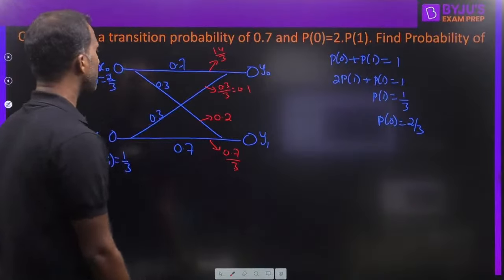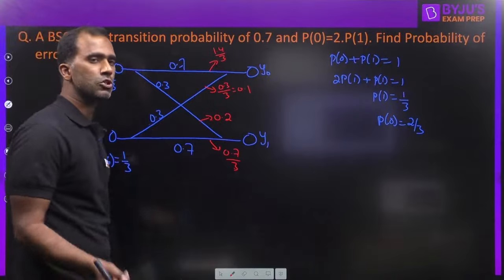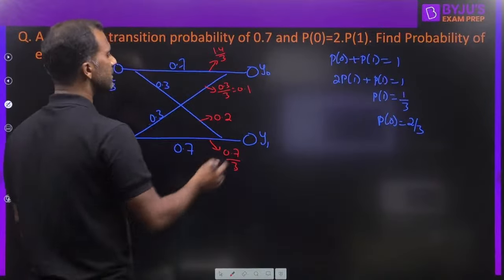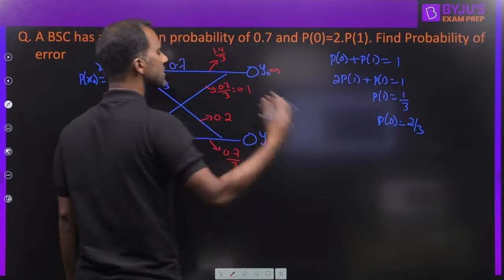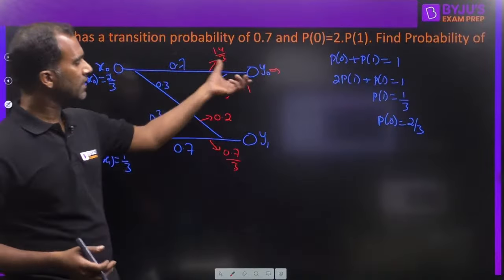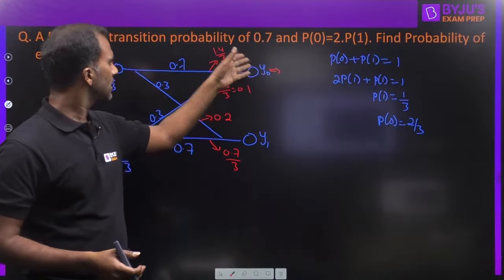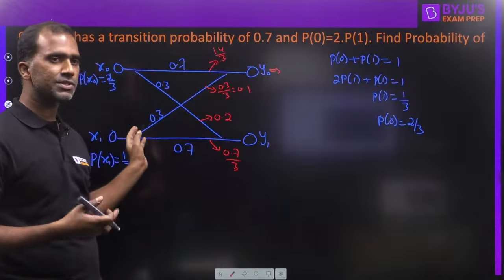Now what do we want? We want the probability of error. To find the probability of error, we should know the decision making. So if you want the decision making, by looking at y naught, what is the decision that you can make? By looking at y naught, are you going to decide it as x naught or x1? What is the best decision to make?